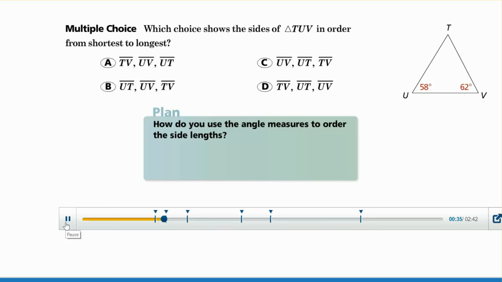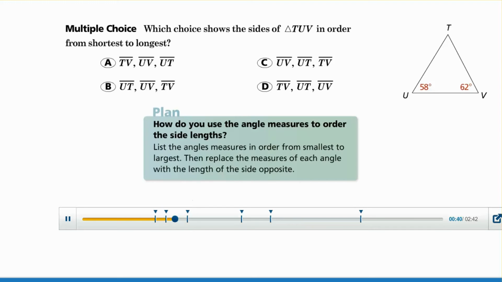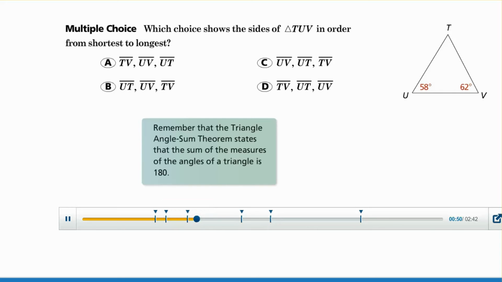How do you use the angle measures to order the side lengths? List the angle measures in order from smallest to largest. Then replace the measures of each angle with the length of the side opposite. Remember that the triangle angle sum theorem states that the sum of the measures of the angles of a triangle is 180 degrees. The measure of angle U, 58, plus the measure of angle V, 62, plus the measure of angle T equals 180.